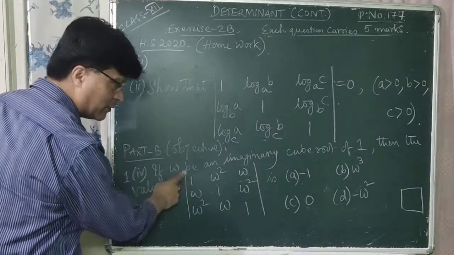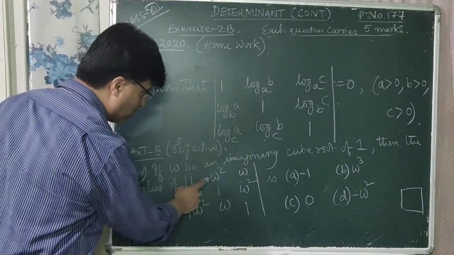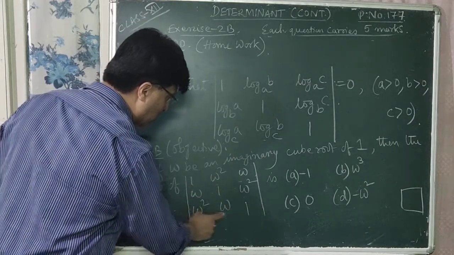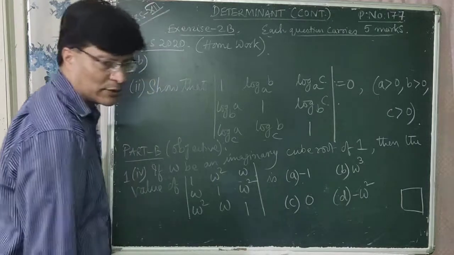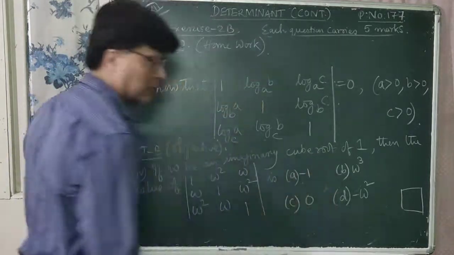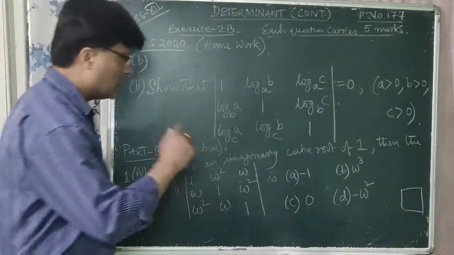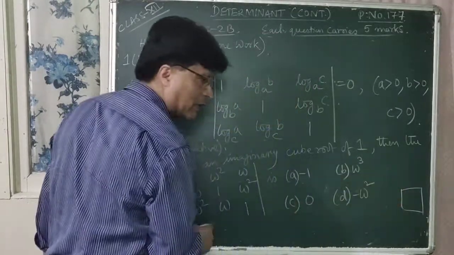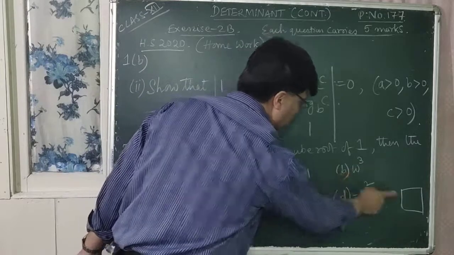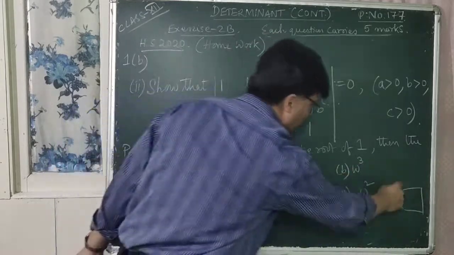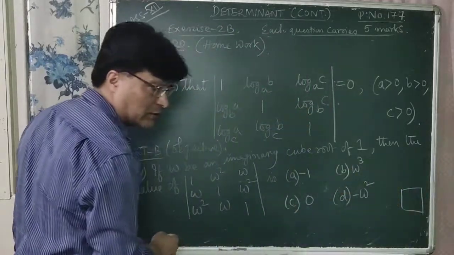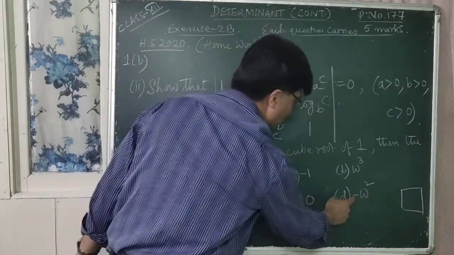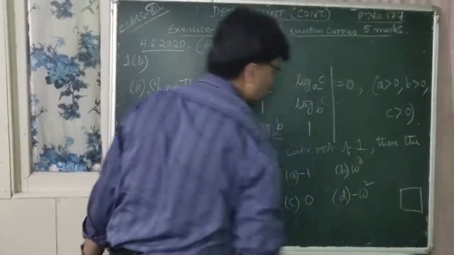Then the value of this determinant, first row, 1 omega square omega, 1 omega square 1, omega square omega 1 is what? Which is the correct option? A, B, C or D. Do it yourself. Okay? If the correct option is -1, then write A here. If the correct option is omega cube, then write B here. In the blank box, you have to write down the correct option. Okay? If it is 0, write C here. If it is minus omega square, then write D here.